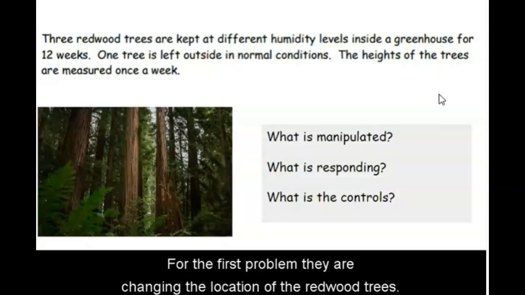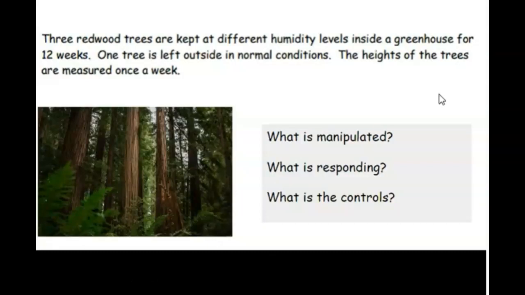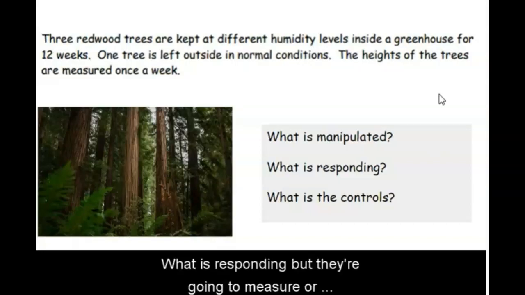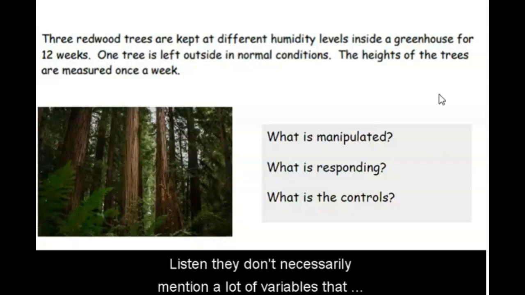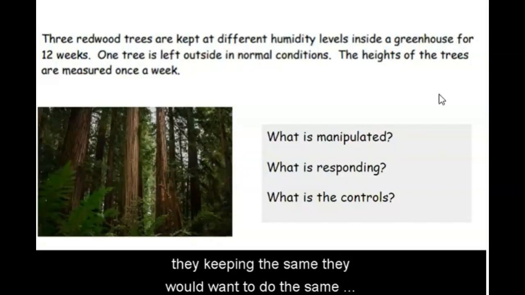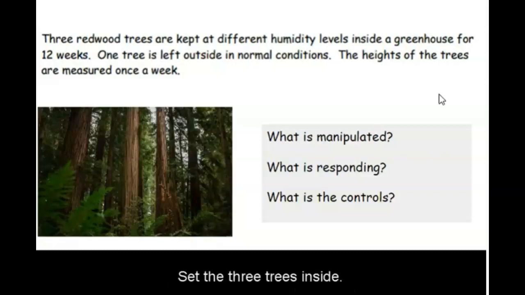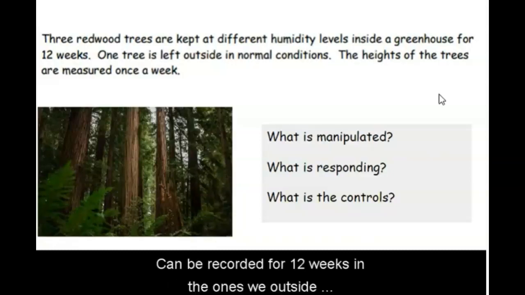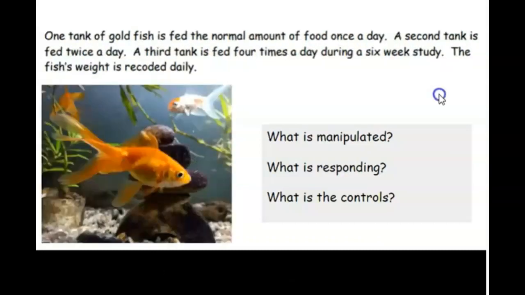Right? For this first problem, they are changing the location of the redwood trees. The greenhouse has different humidity levels and the other tree is left outside. What is responding? What they're going to measure or observe is the height of the tree. And what is the control? This one, they don't necessarily mention a lot of variables that they're keeping the same. They would want to do the same amount of water, but they do tell you that the time is 12 weeks, that the 3 trees inside are going to be recorded for 12 weeks, and the 1 tree outside is also recorded for 12 weeks.